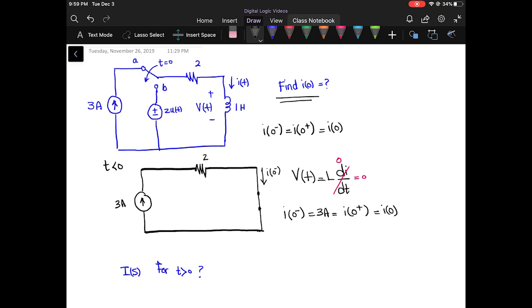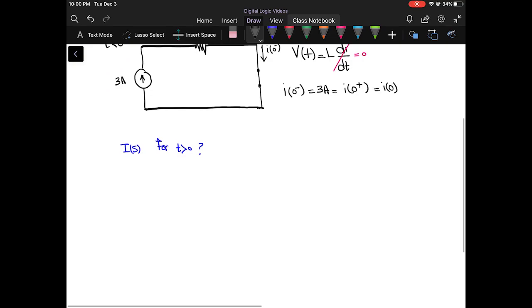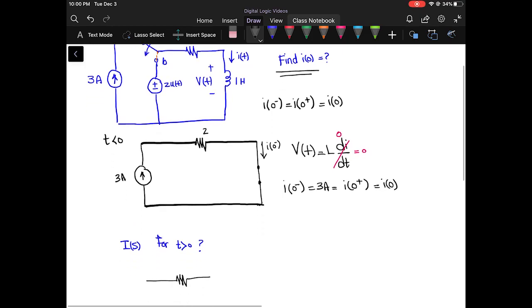Now, the next part of the question asks to find I(s), which is the Laplace transform of i(t), the current passing through the inductor, at time t greater than zero. At time t greater than zero, the switch has moved to point B. So when the switch moves to point B, my circuit will change. Point A will not be connected to anywhere, so the 3 amp current source will be out of the circuit, and I will be left with the resistor, the voltage source, and the inductor.